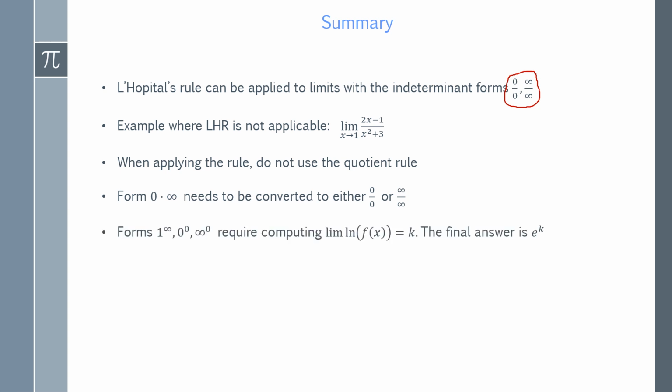And then the forms 1 to infinity, 0 to 0, or infinity to 0 require computing the limit of the natural log of f of x, where f of x is the original function. So we have to remember to take the natural log, compute that limit, and let's say you get some value k, then the final answer is e raised to that value k. All right, and then it is not a bad idea to check your answer with a graph, especially with Desmos, which is very easy to work with.